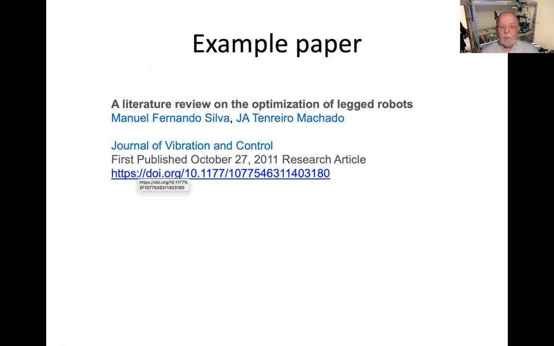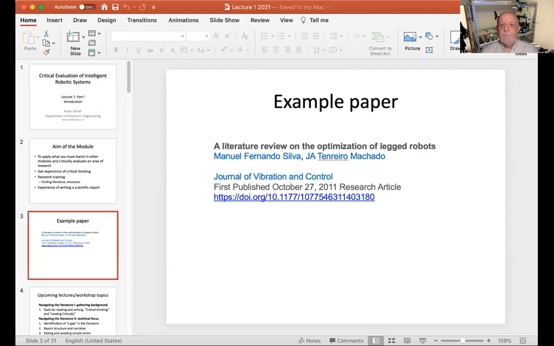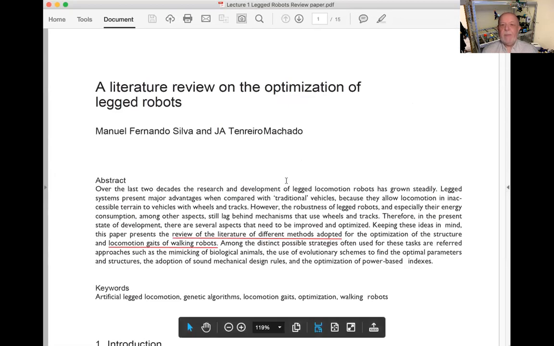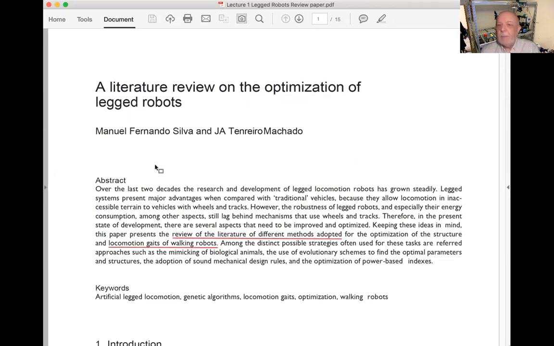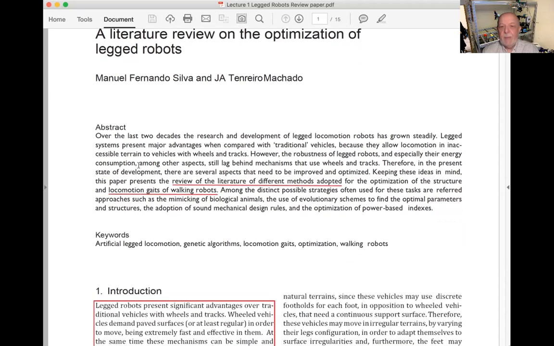Okay, let me stop sharing my PowerPoint for the minute, and let me share this paper. So what we can see, here we go, a literature review, optimization of legged robots. That's the paper I was talking about.